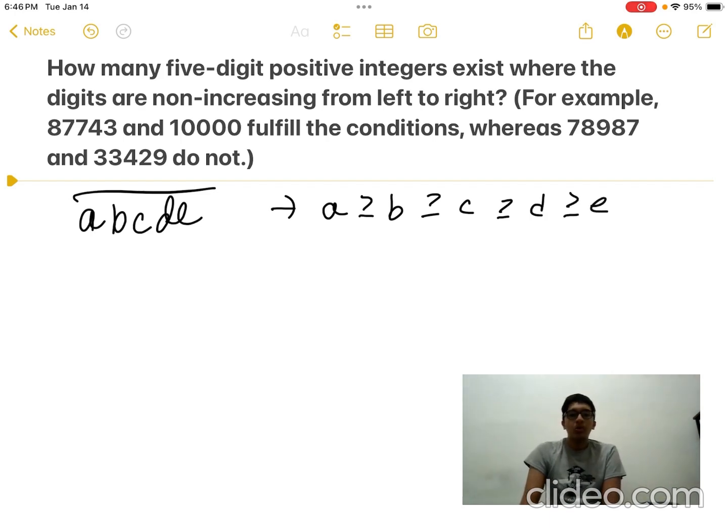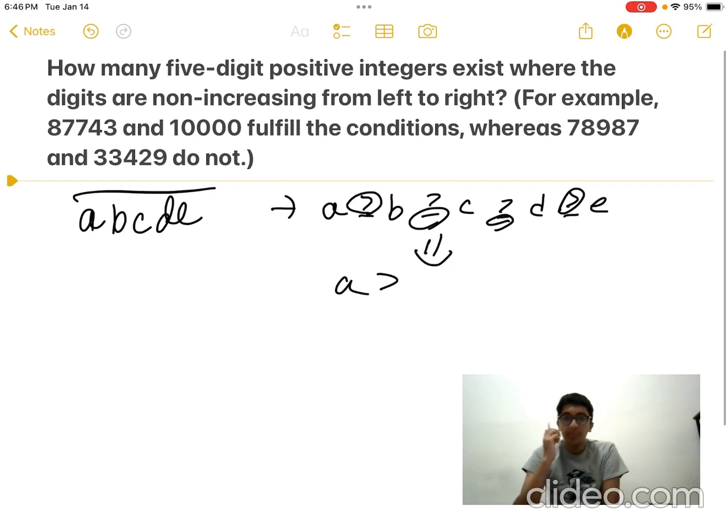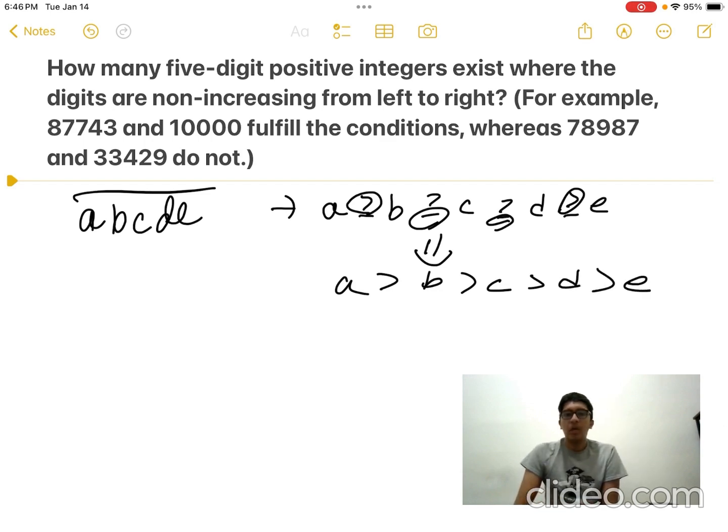Now, notice in order to cover all possible cases, we're going to have to pick and choose where this inequality is strictly greater than and where it's going to be less than or equal to. So we're going to have to shuffle between strict and non-strict definitions of the inequality. Because a subset of this inequality could be A greater than B, greater than C, greater than D, greater than E. Now, if that's the case, that means you have five unique digits. But for example, if A is greater than B, equal to C, greater than D, greater than E, then you only have four unique digits.